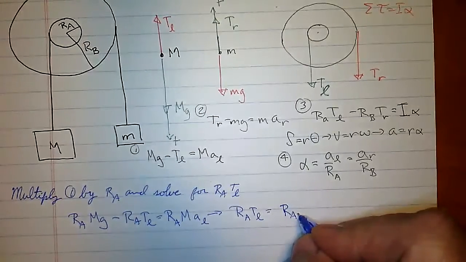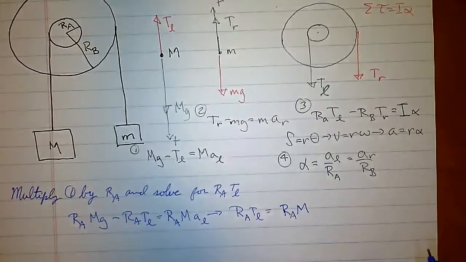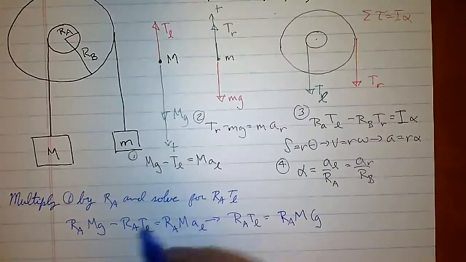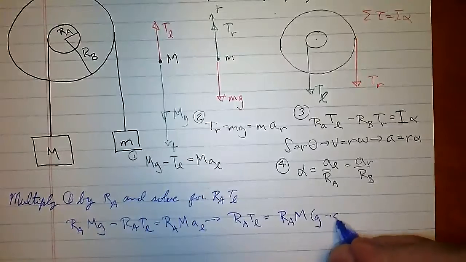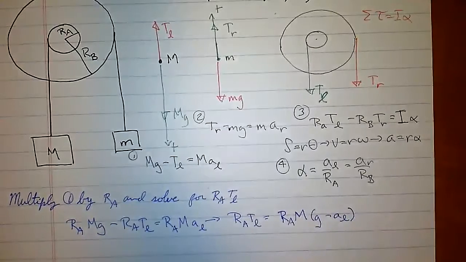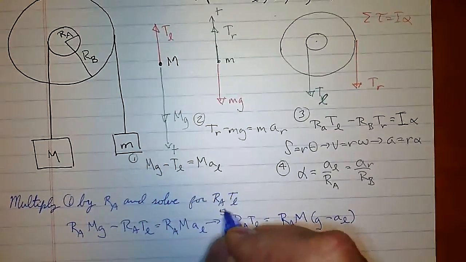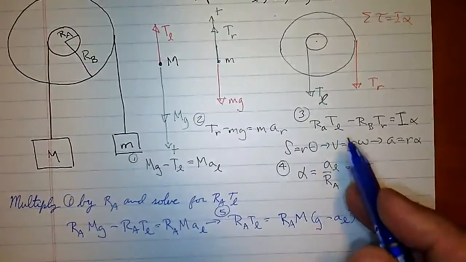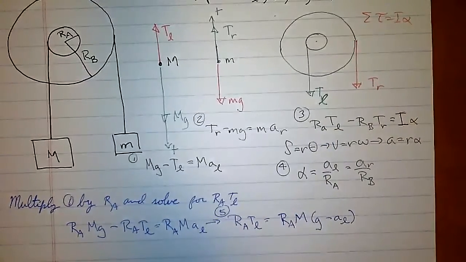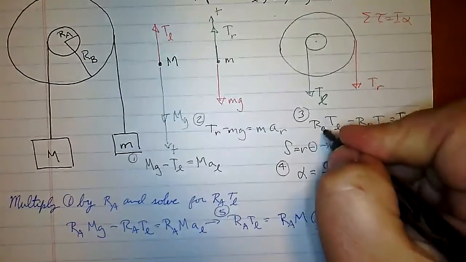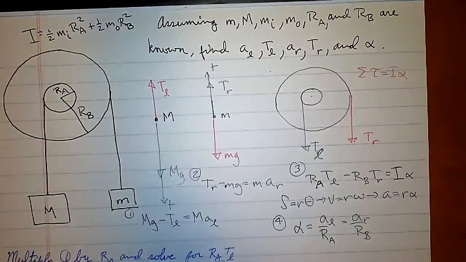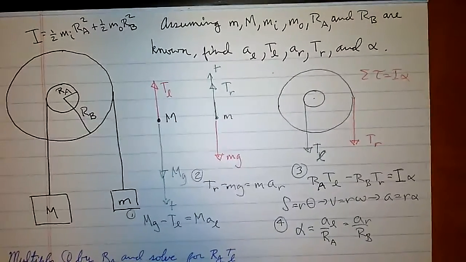So I'll just factor out a common big M there, and this one will be G, and when I pull this over here, this is going to become minus AL. So I'll call this equation 5. So now I've got an expression for RA times TL, and this is actually supposed to be a capital R A. I don't know why I wrote a lowercase a, but let me fix it to be sure. So there's a RA. Now I've got that.